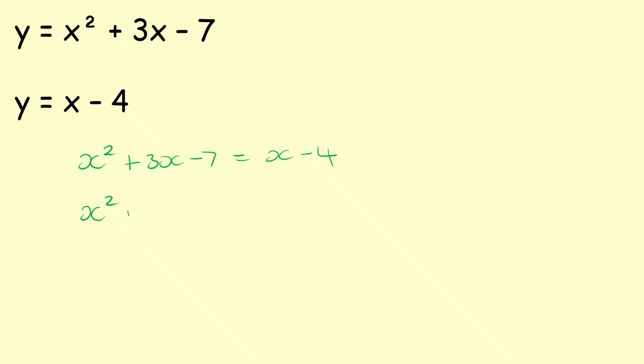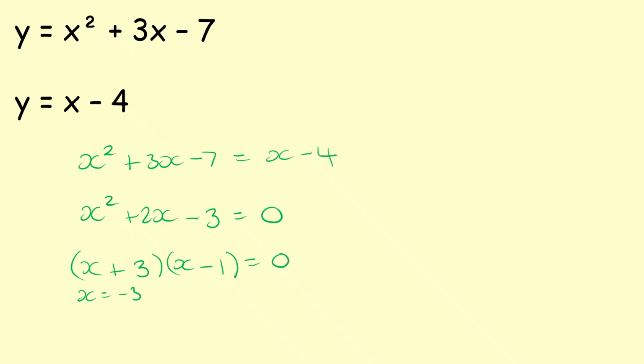3x minus x gets me 2x's. -7, and then I'm going to do the opposite of the takeaway 4 there. I'm going to add 4, and that gets me a -3 and equal that to 0. Now factorise the left hand side, equaling it to 0. So two numbers that multiply to give -3 and add to give 2, that must be 3 take away 1. So your two solutions are when x equals -3 or when x equals 1.